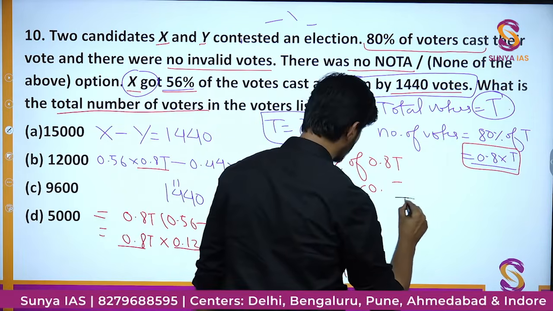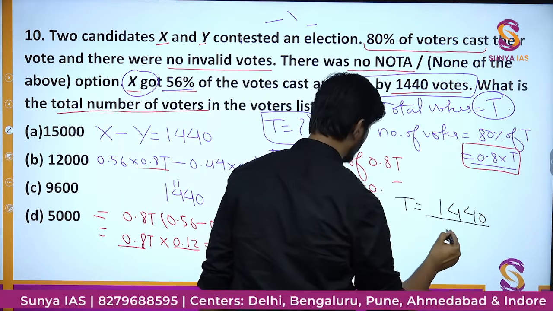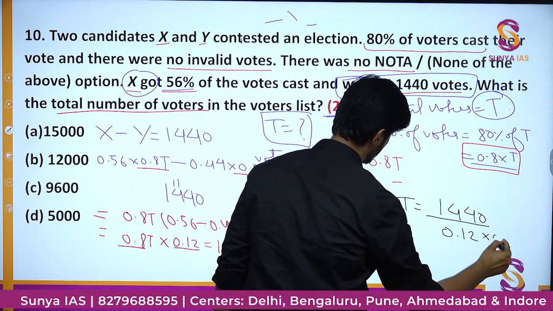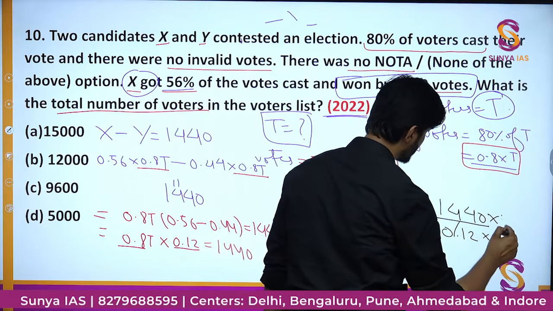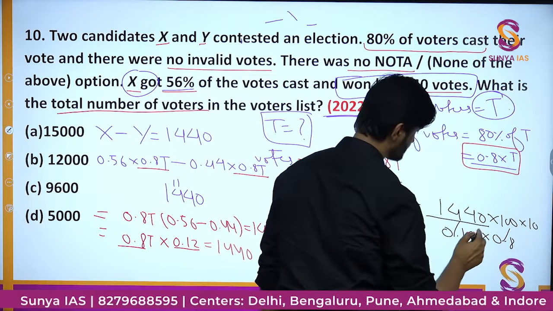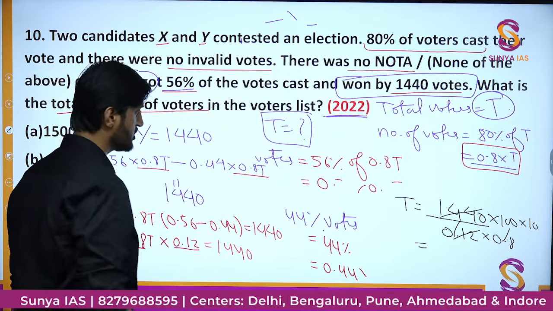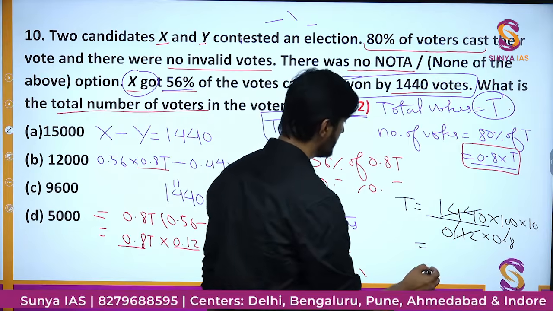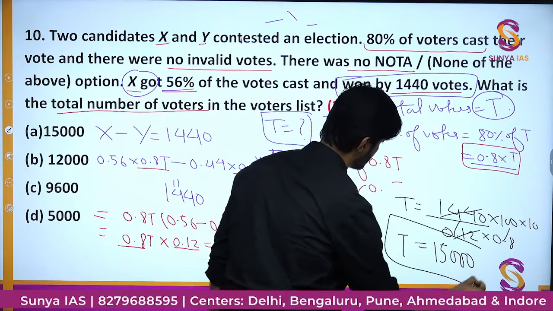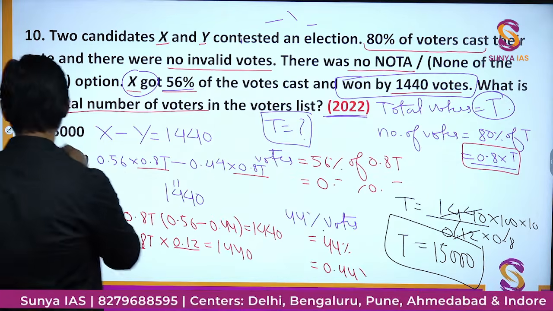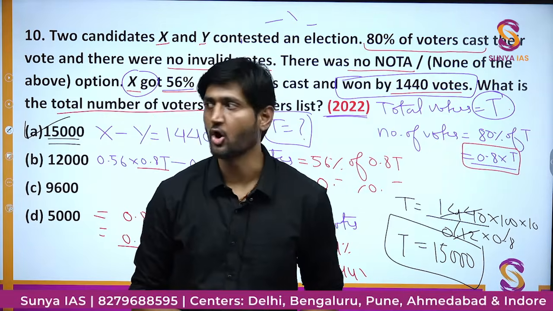So we'll get the value of t as nothing but 1440 divided by 0.12 into 0.8. We'll just get rid of these decimals. We get 110 here. Cancel out the values. Overall, after total cancellation, you might get the value of t to be how much? 15,000. And that is option number A is going to be the correct option here.